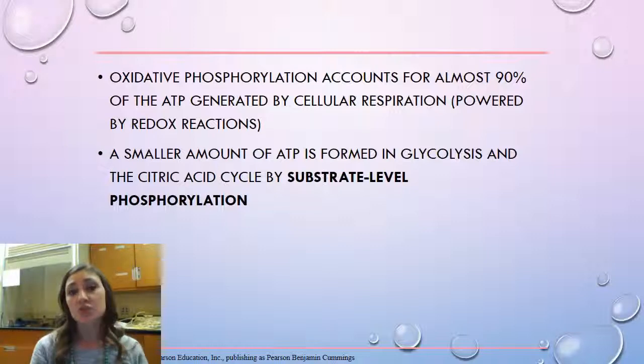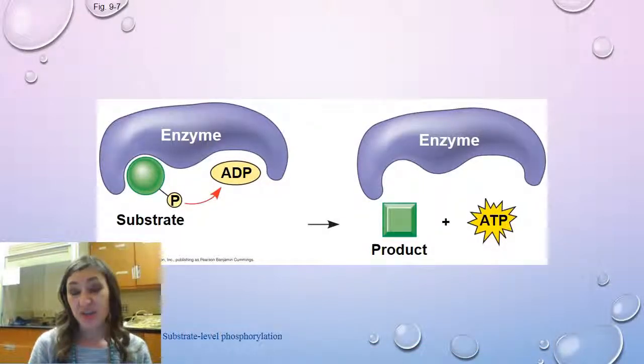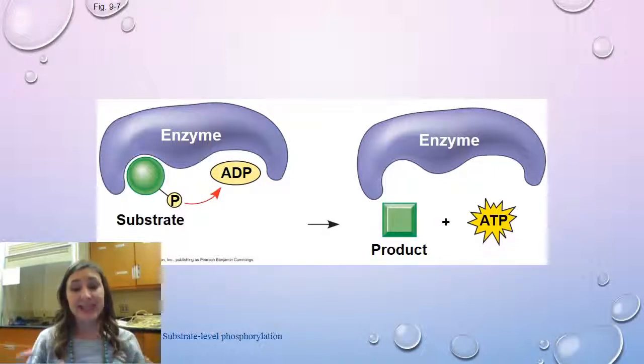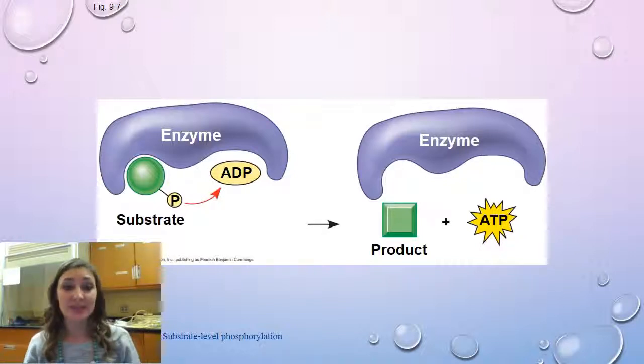and we call this substrate level phosphorylation. So you're getting just a tiny bit of ATP, but not the big powerhouse that powers most of your cell's functions. This is what substrate level phosphorylation looks like. You have your substrate with a phosphate group and an enzyme that literally takes that and makes a product and some ATP at the same time.